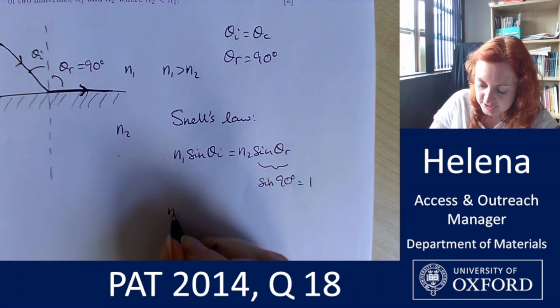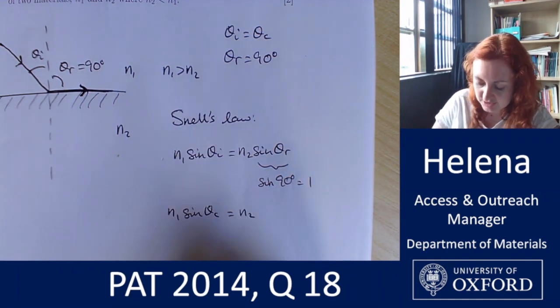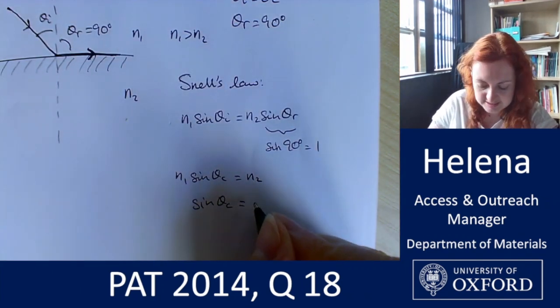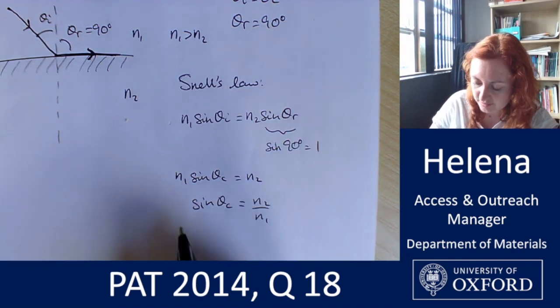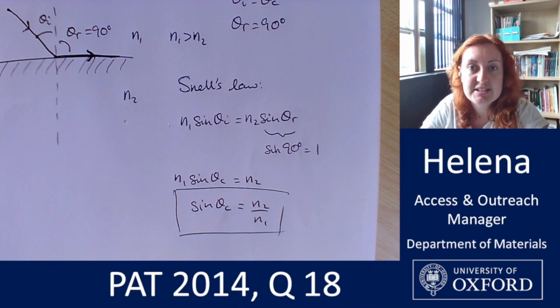So that leaves us with an equation N1 sine theta C is equal to N2, or sine theta C is equal to N2 over N1. So that is the equation that we're being asked to find. And it's fine to leave it in terms of sine of the angle rather than writing the inverse operator on the other side. It's fine to leave it like this. Okay, so that's the equation we're being asked to find. That's going to come in handy for the rest of the question, which we are going to look at in the next video.